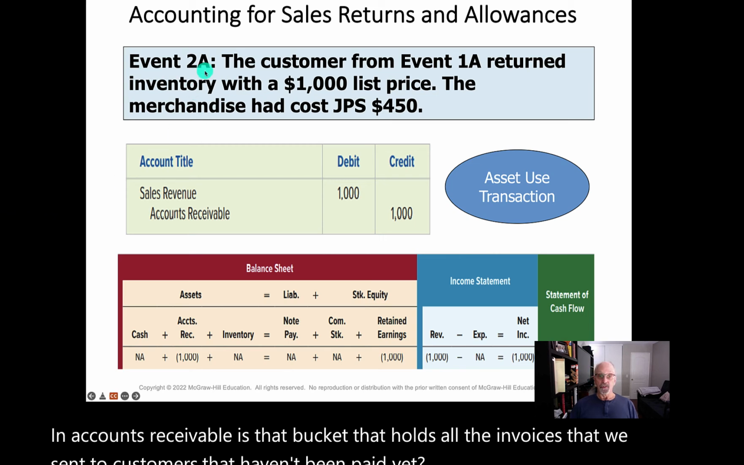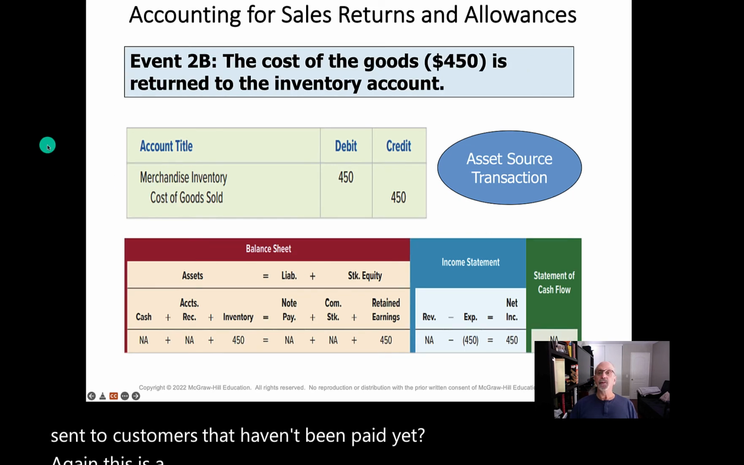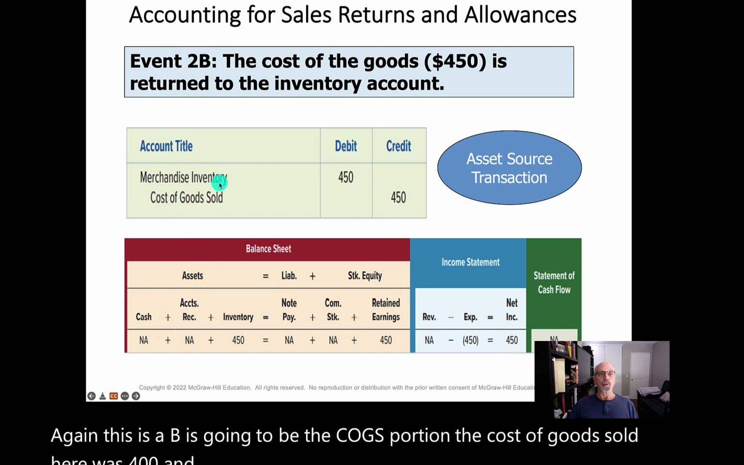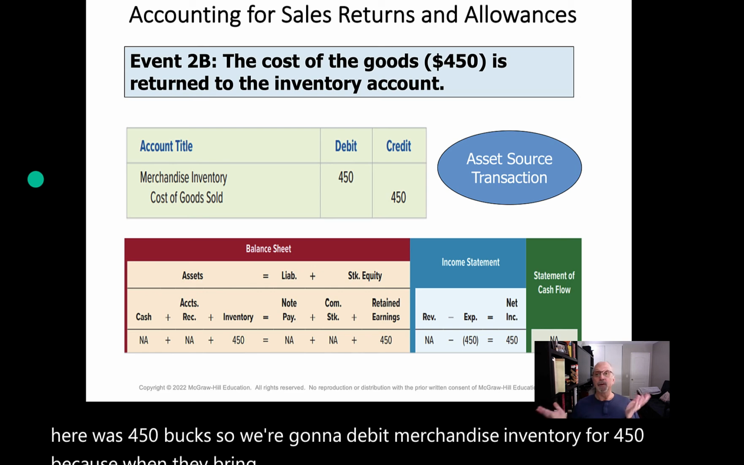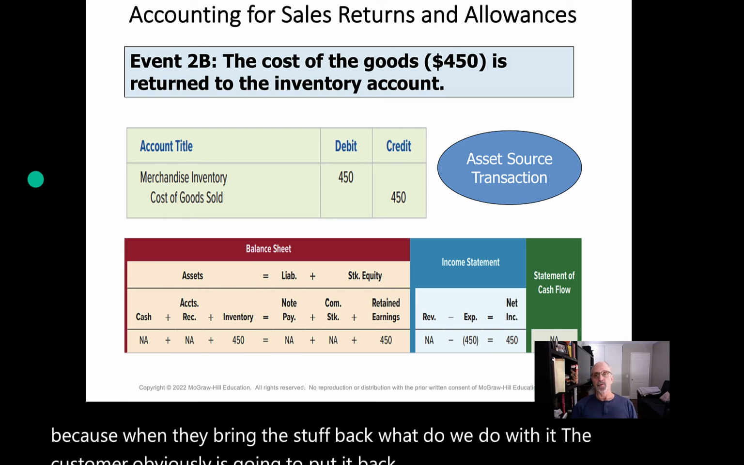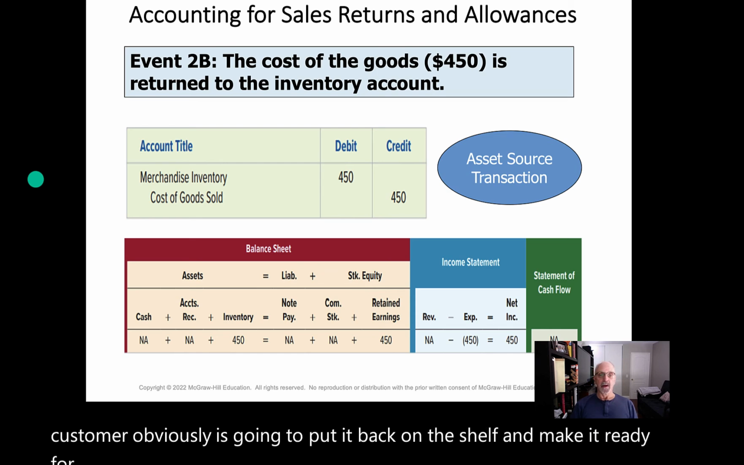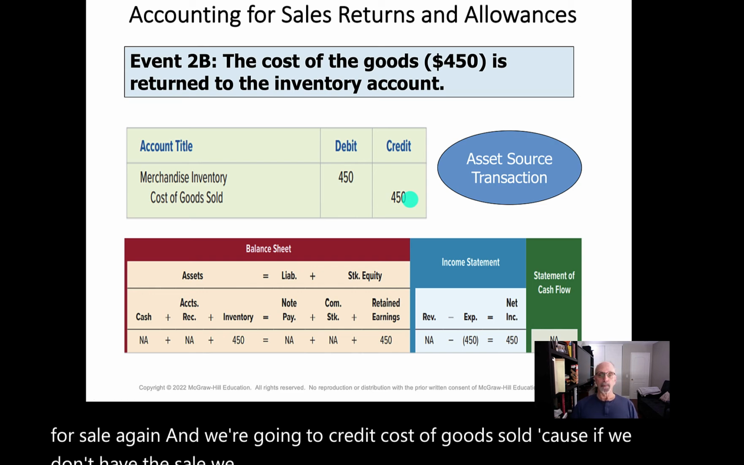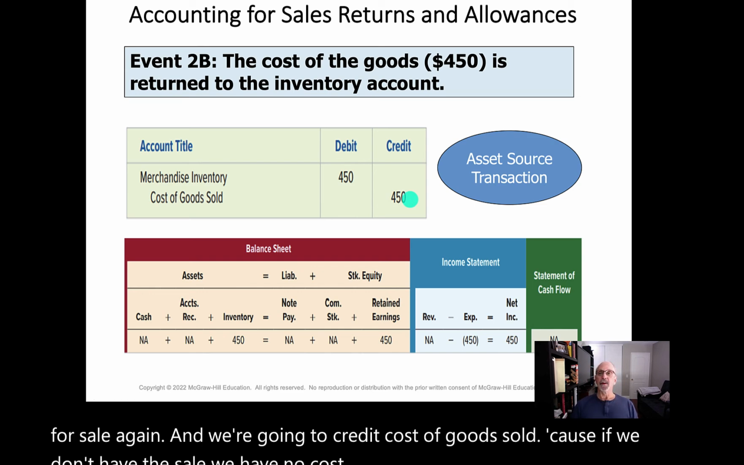Now again, this is A. B is going to be the COGS portion. The cost of goods sold here was $450. So we're going to debit merchandise inventory for $450, because when they bring the stuff back, what do we do with it? The store obviously is going to put it back on the shelf and make it ready for sale again. And we're going to credit cost of goods sold, because if we don't have the sale, we have no cost. So this is a sales return.